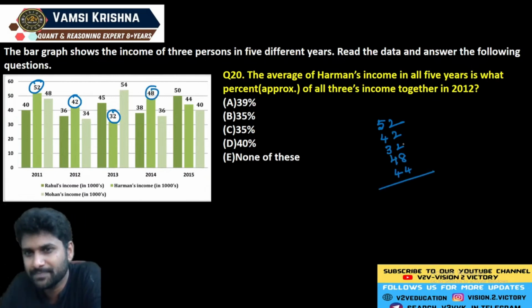Add all the numbers. 6 plus 4, total is 18. Here 10, 13, 17, 17 and 4. So the total value is equal to 21. See, 2 lakhs 18,000. Why? Because each unit is multiplied by 1,000.